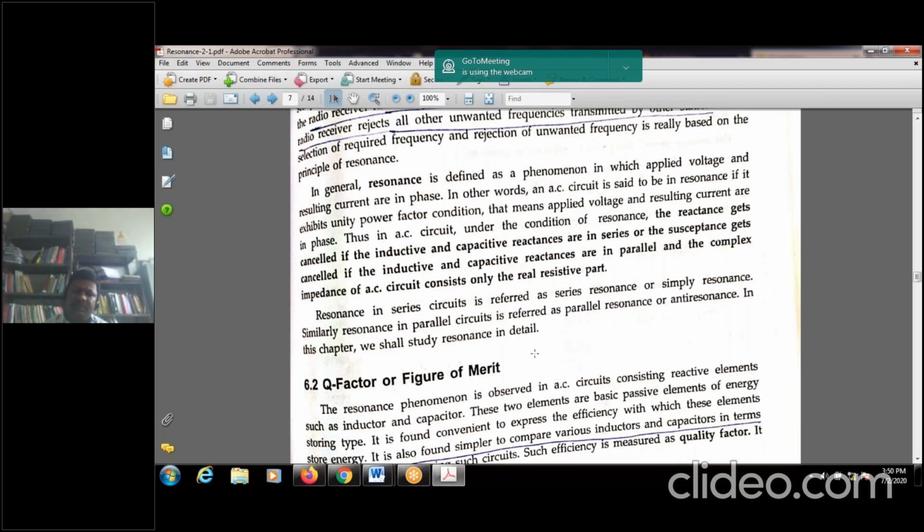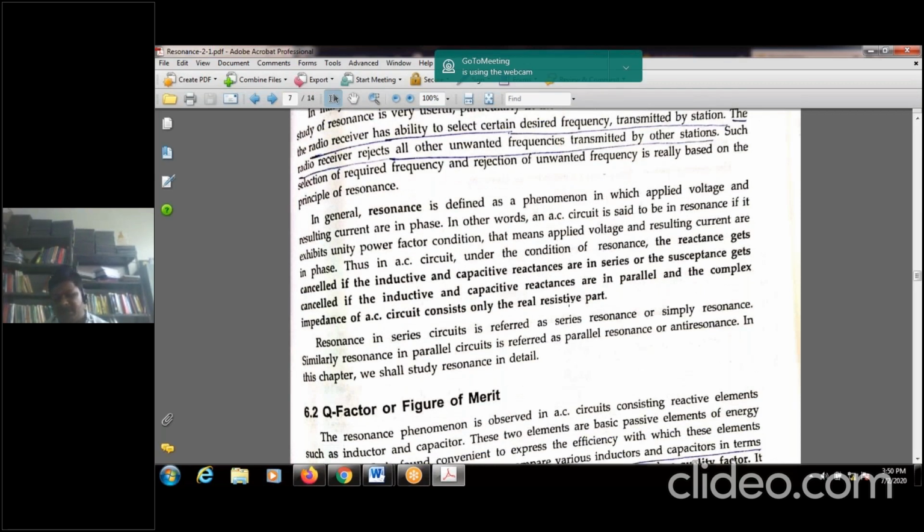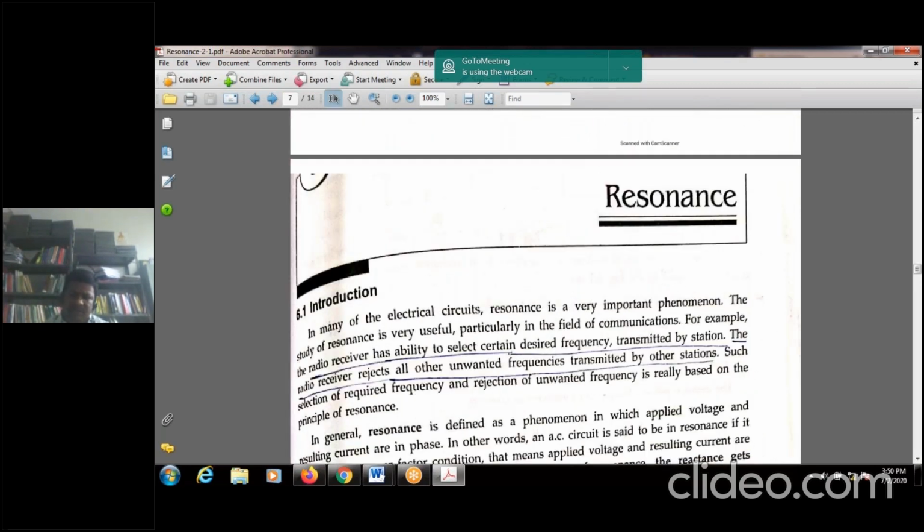The main application with respect to communication is in radio receivers. Internally there are some resonant coils. At a particular frequency they receive that frequency, and they reject all the remaining frequencies. So these resonant circuits are also called frequency selective circuits.